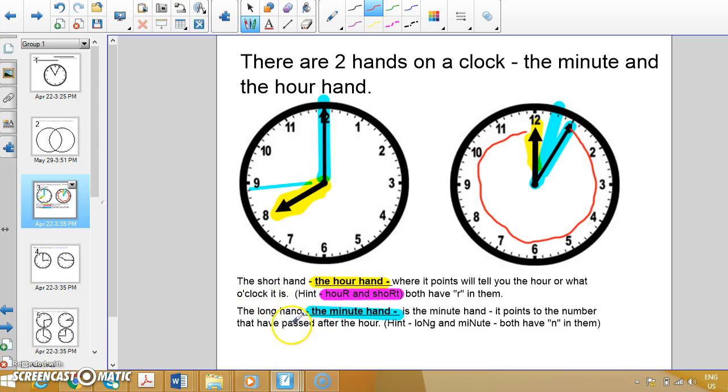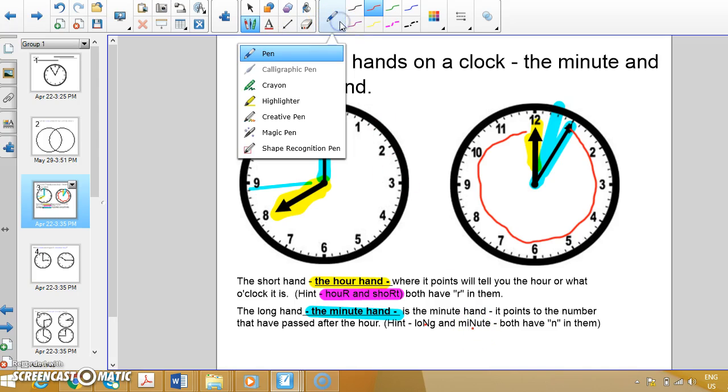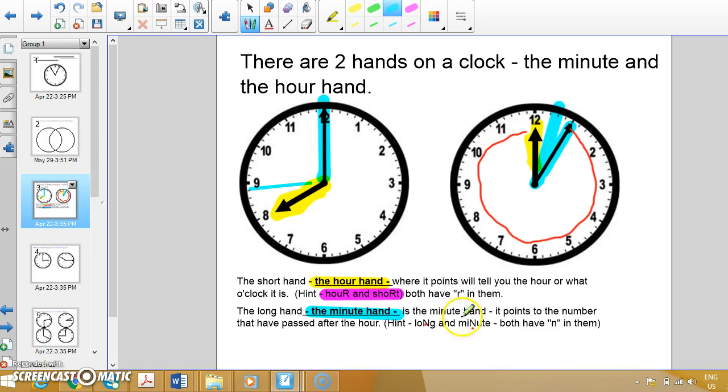So a good hint for me for the long hand is it's long and it has an N in it, and minute has an N in it. So just like I used that trick for hour and short, for this one I use long hand, long, and minute. They both have N's in them.